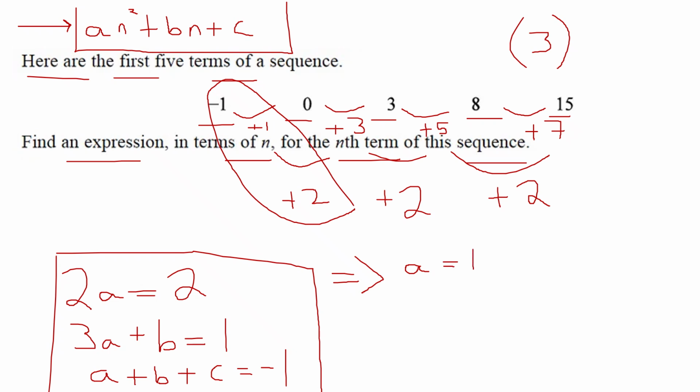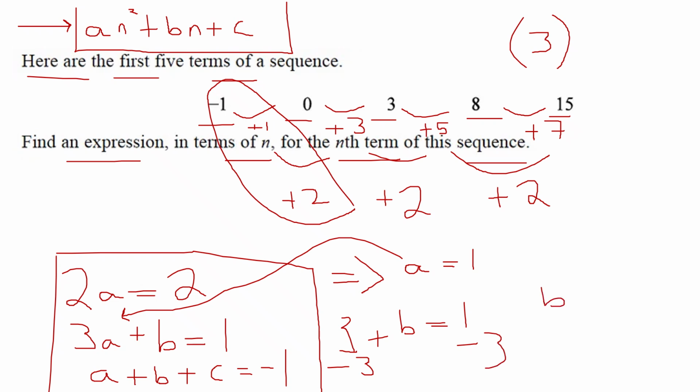If a is 1, I'm going to plug this in here. We're going to have 3 plus b is equal to 1. Subtract 3 on both sides, and we get b is minus 2. So a is 1, b is minus 2.